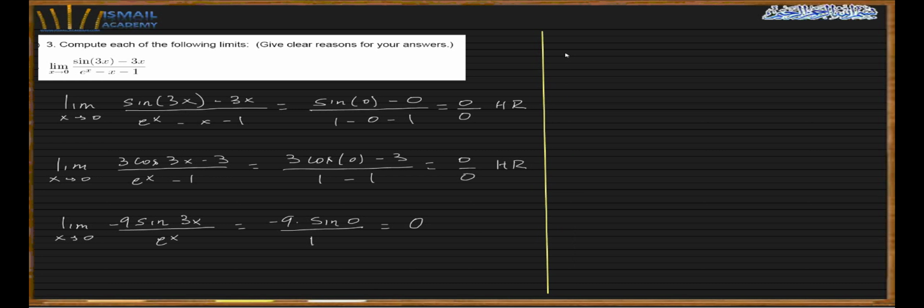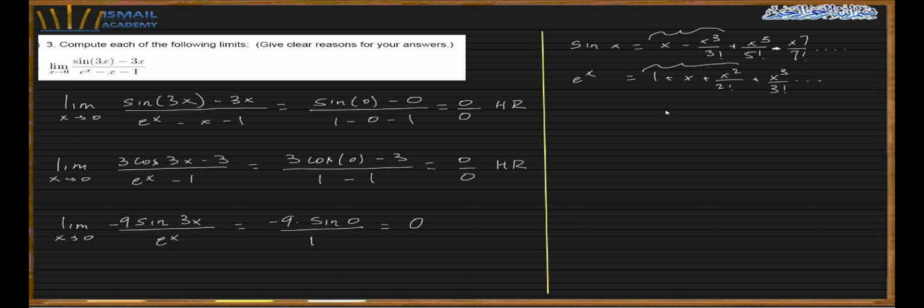So we know that the Maclaurin series of sine of x is x minus x cubed over 3 factorial plus x to the 5 over 5 factorial minus x to the 7 over 7 factorial, and so on. So I don't need all of those terms, I just need the first two terms. And for e to the x, e to the x is 1 plus x plus x squared over 2 factorial plus x cubed over 3 factorial, and so on. Again, I don't need all the terms here, I just need the first three terms. So this is how it's going to look.